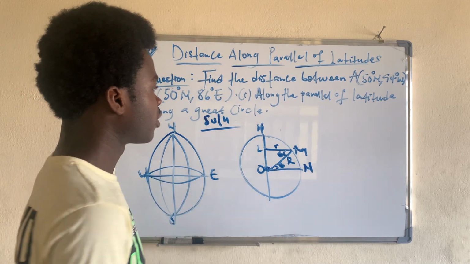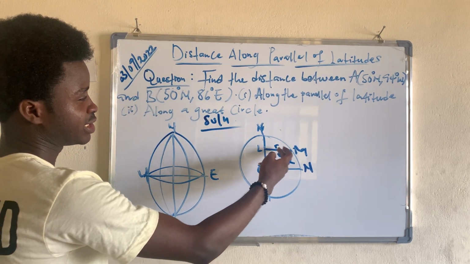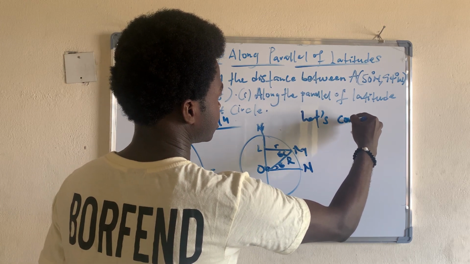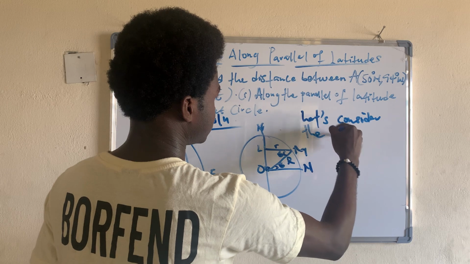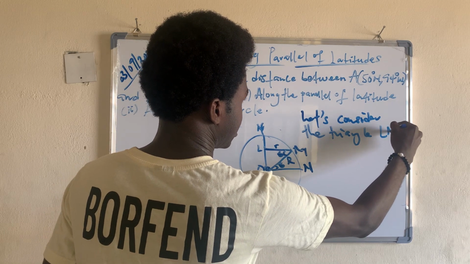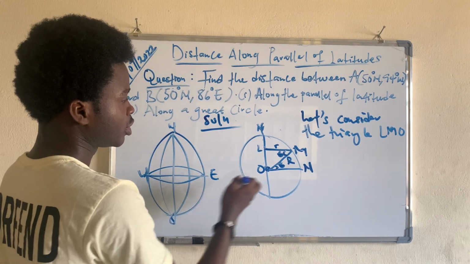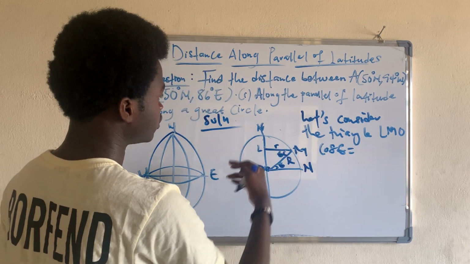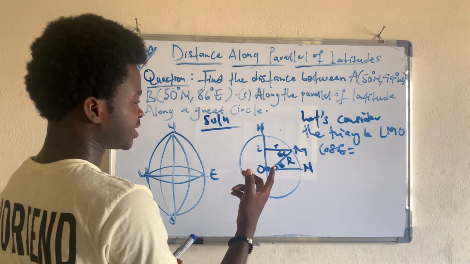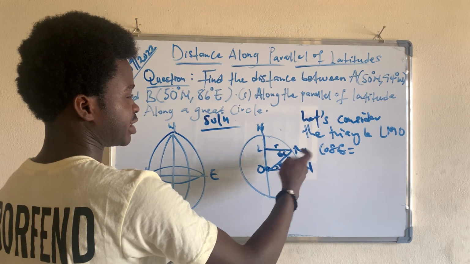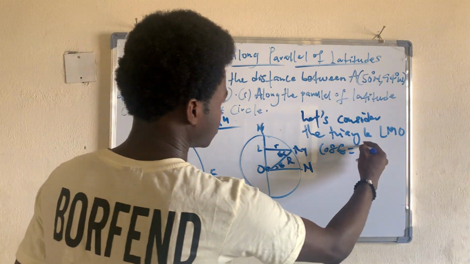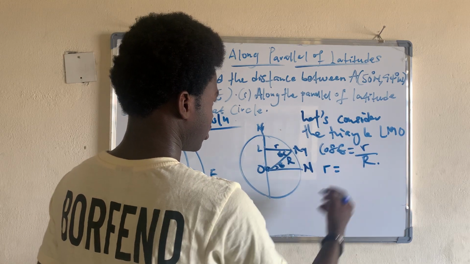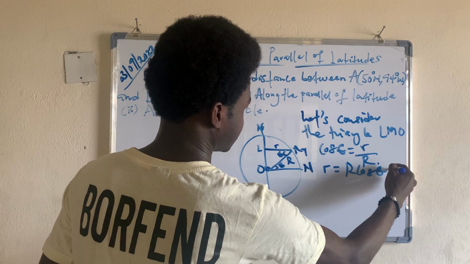From here, you can see that if we consider the triangle LMO, it is a right angle triangle. So cos theta is adjacent over hypotenuse. The adjacent over the longest side, the hypotenuse here, which is R. So I have small r over capital R. And this simply means that small r is the same thing as capital R cos theta.